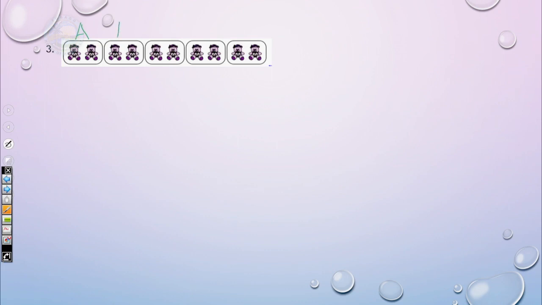A, 1, B, 2, C, 3, D, 4, and E. We make it a total of 5 groups. How many objects are in each group? In group A, you have 1, 2. Group B, 2. C, 2, D, 2, and E, 2.